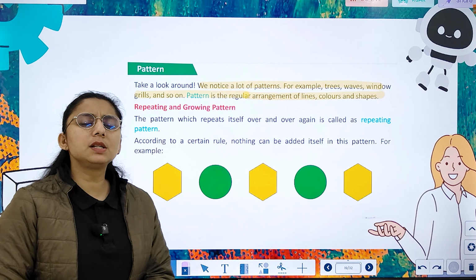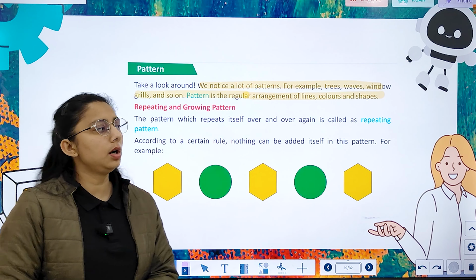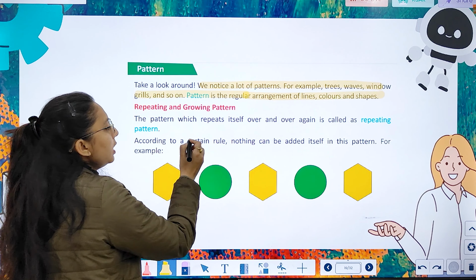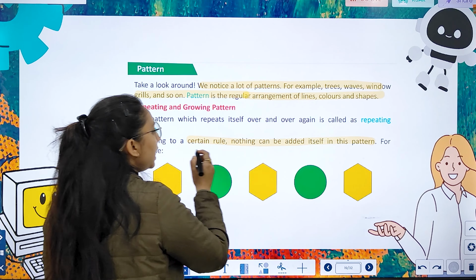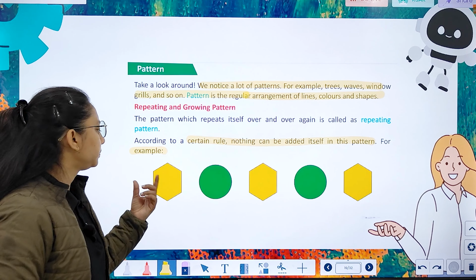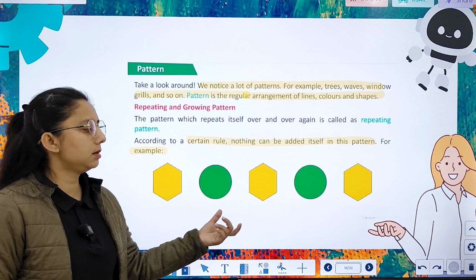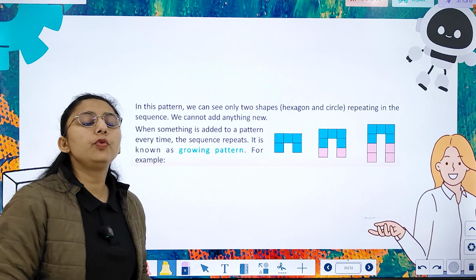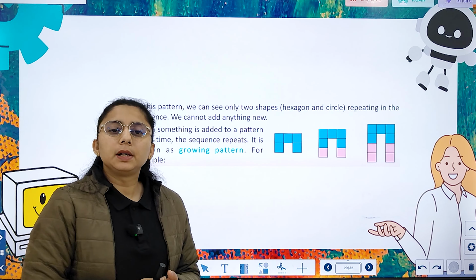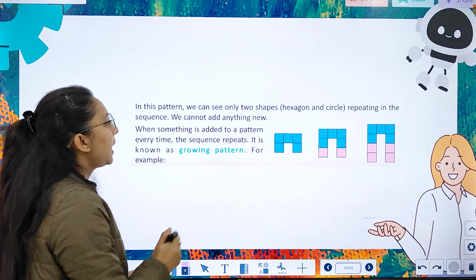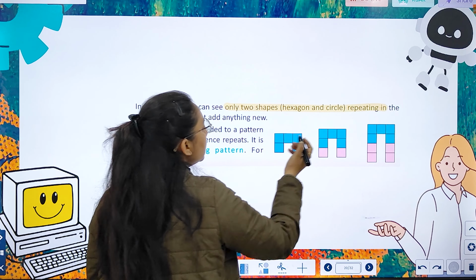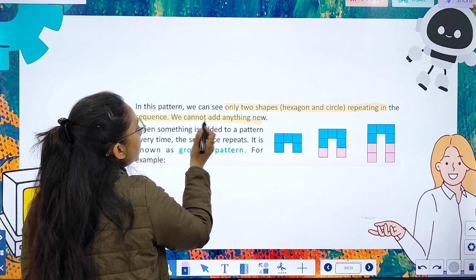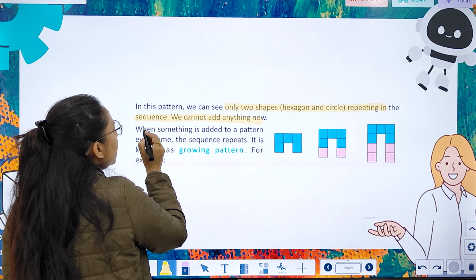The pattern which repeats itself over time is called a repeating pattern. According to a certain rule, nothing new can be added. For example, pentagon, circle, and pentagon. So it is a pattern which moves along with the same repetitive form. In this pattern, we can see only two shapes, hexagon and circle, and in the sequence, we cannot add anything new.